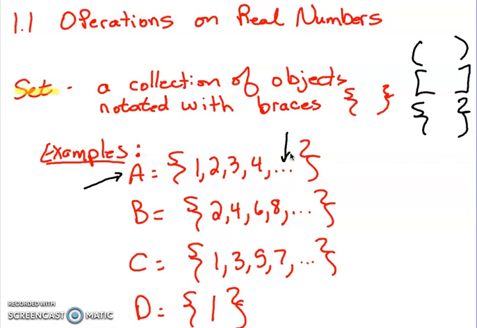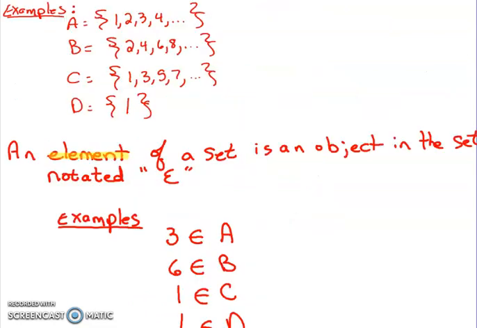And the set B, notice I have the set B here. These are the even numbers. So again, I have B equals, brace, 2, 4, 6, 8, and then dot, dot, dot. Set C, you can see the same thing. And then set D is just the number 1. The number 1 is in the set. All right, so those are examples of set and set notation. And here are the same examples, set A, B, C, D.